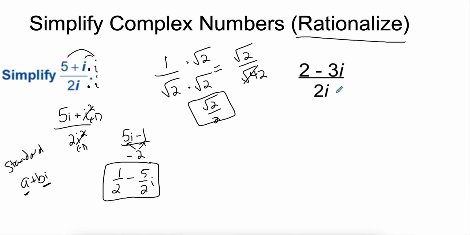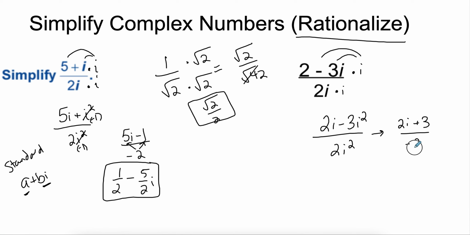Okay? So give this one a shot here. Pause the video if you need to. Otherwise, we'll keep rolling. So times this by an i, times this by an i. And that goes through. So my numerator, 2i minus 3i squared. Denominator, 2i squared. Flip my i squareds. So this turns into 2i plus 3 over negative 2. And then we split it. So we have to have standard form. Do the real part. So negative 3 over 2. Do the complex part. So here is where you're going to have to simplify a little bit.